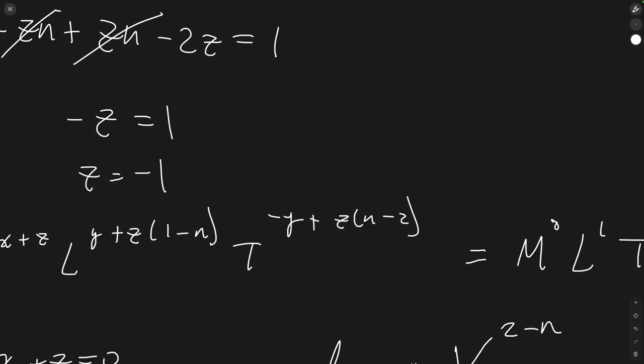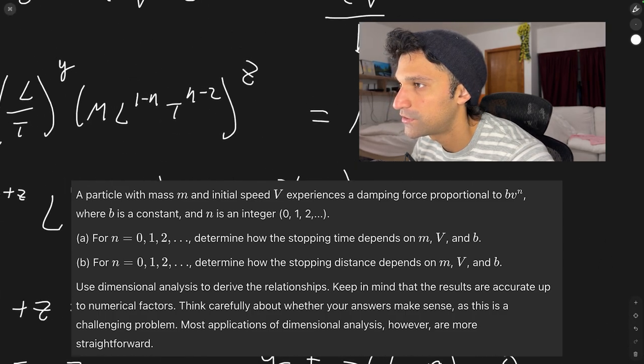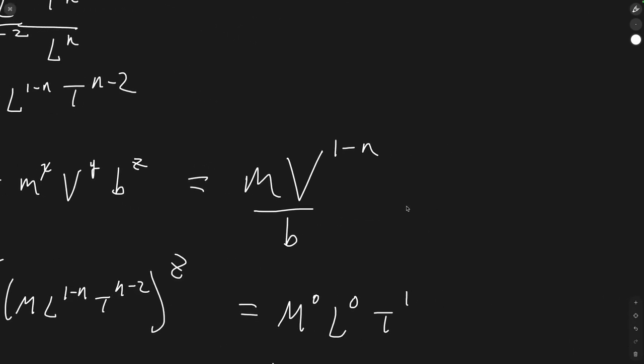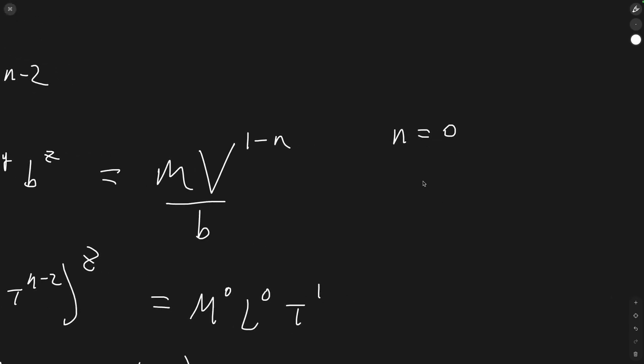Okay, now the second part of the question. Right, so we've been asked to see if our answers make sense, right? So let's see. Here's our stopping time. Does this make sense for a stopping time? Well, how do things look? Let's suppose n is 0. Then what do we have? We have that t is m v to the 1 minus 0, it's just v, over b, right? That seems fine.